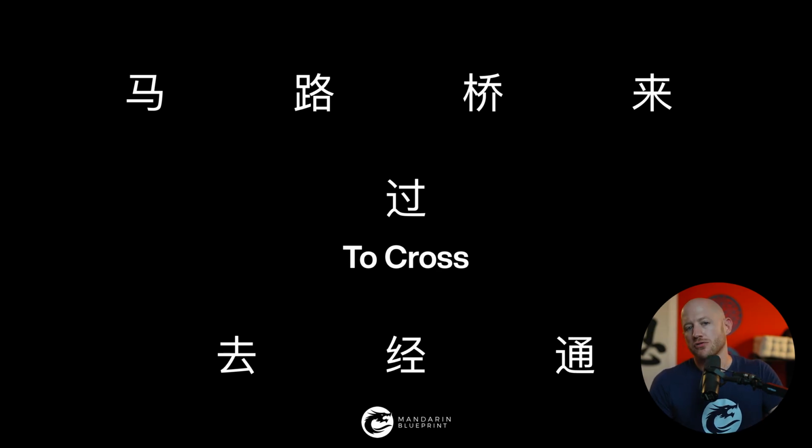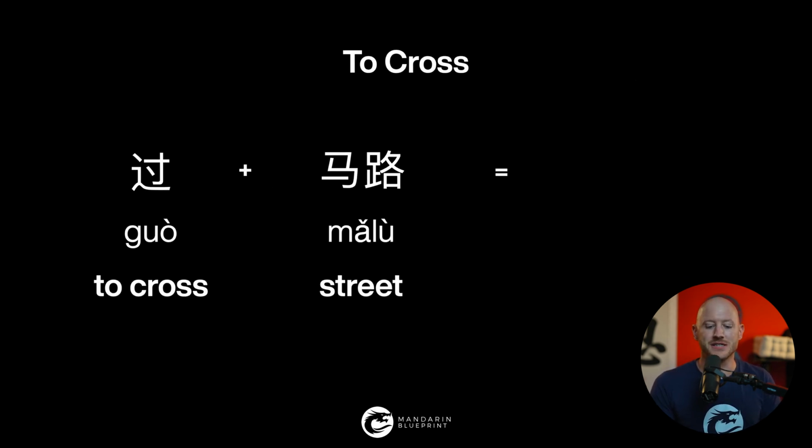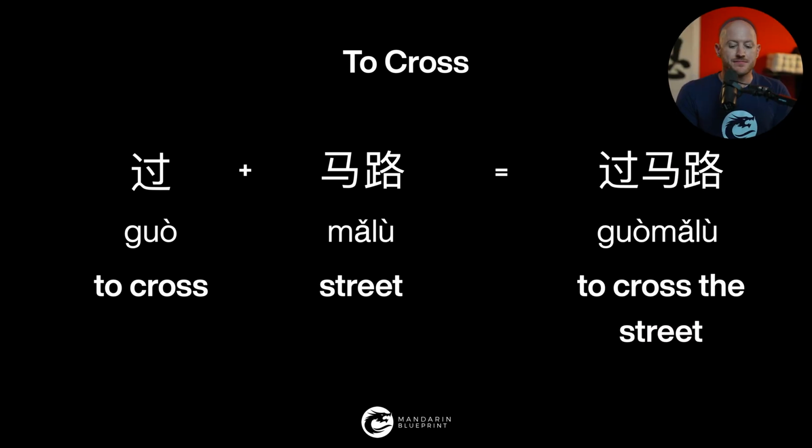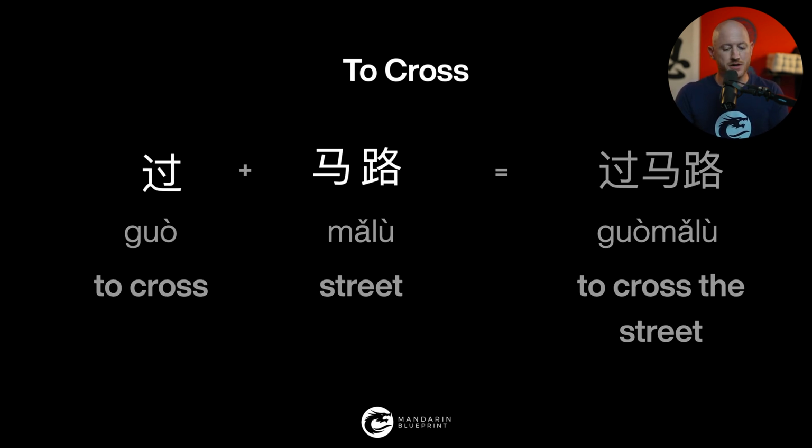All right, so to cross, what types of things might you cross? Well, how about a street? 过马路. So 过, to cross, 马路, street. This is just 2 words, and I'm just trying to exemplify that you can just use this straight up as a verb. 过马路, to cross the street. And hey, this is what the chicken did that one day, and we're always so curious as to why.